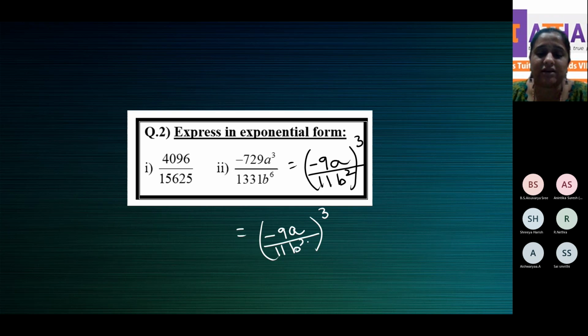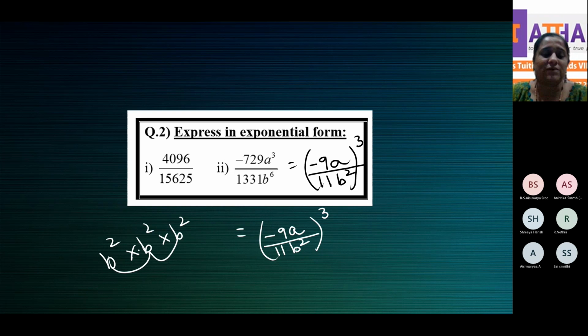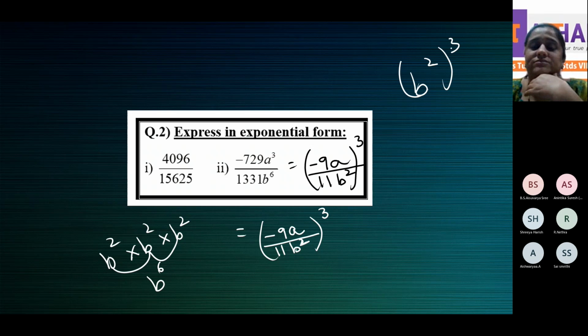And b squared multiplied with itself 3 times. B squared into b squared into b squared. Bases are same and it's multiplication, so add the powers. 2 plus 2, 4, 4 plus 2, 6. B squared the whole cube: 2 3s are 6.